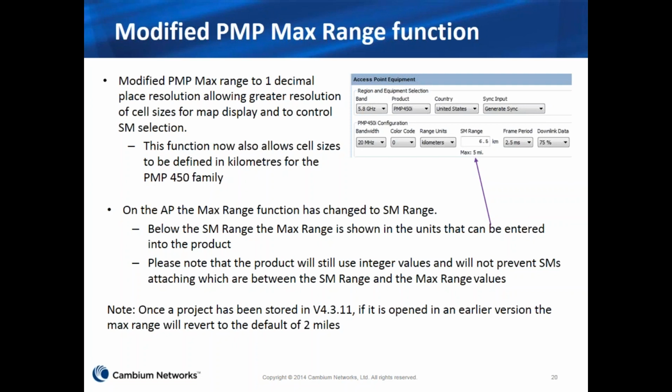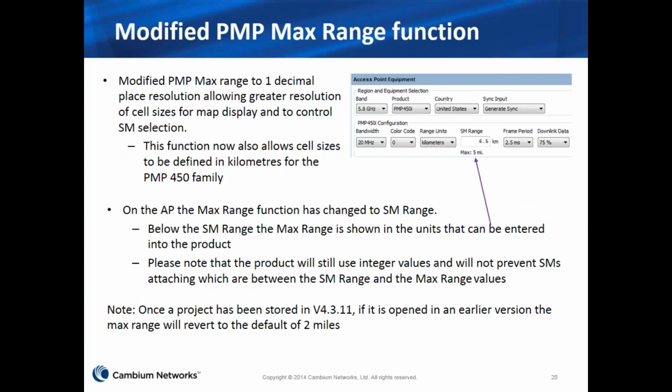so that what's configured by the user is now the SM range and is not limited by the product limits, which means that you can always configure it in either kilometers or miles regardless of the product, and we've increased the resolution to 1 decimal place, so you can design networks now from a minimum cell radius of 100 meters up to the maximum of the product. LINKPlanner will use this SM range to define the sector sizes as shown on the map, and also the range at which SMs can be connected to each AP.